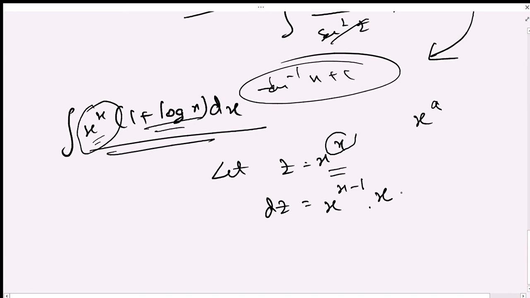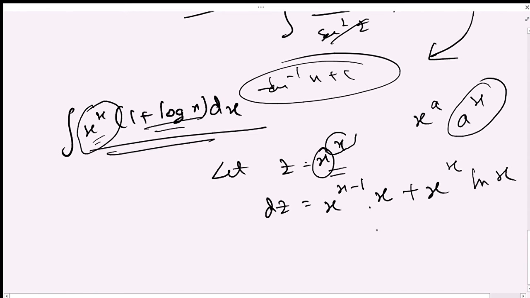This is one part. Then we add the second part, where we take the base to be a constant, that is, we differentiate by considering the form a to the power x. So this becomes x to the power x times ln x. Clear? So from here, if we take x to the power x common, we get 1 plus ln x, dx. So we actually get 1 plus ln x dx.